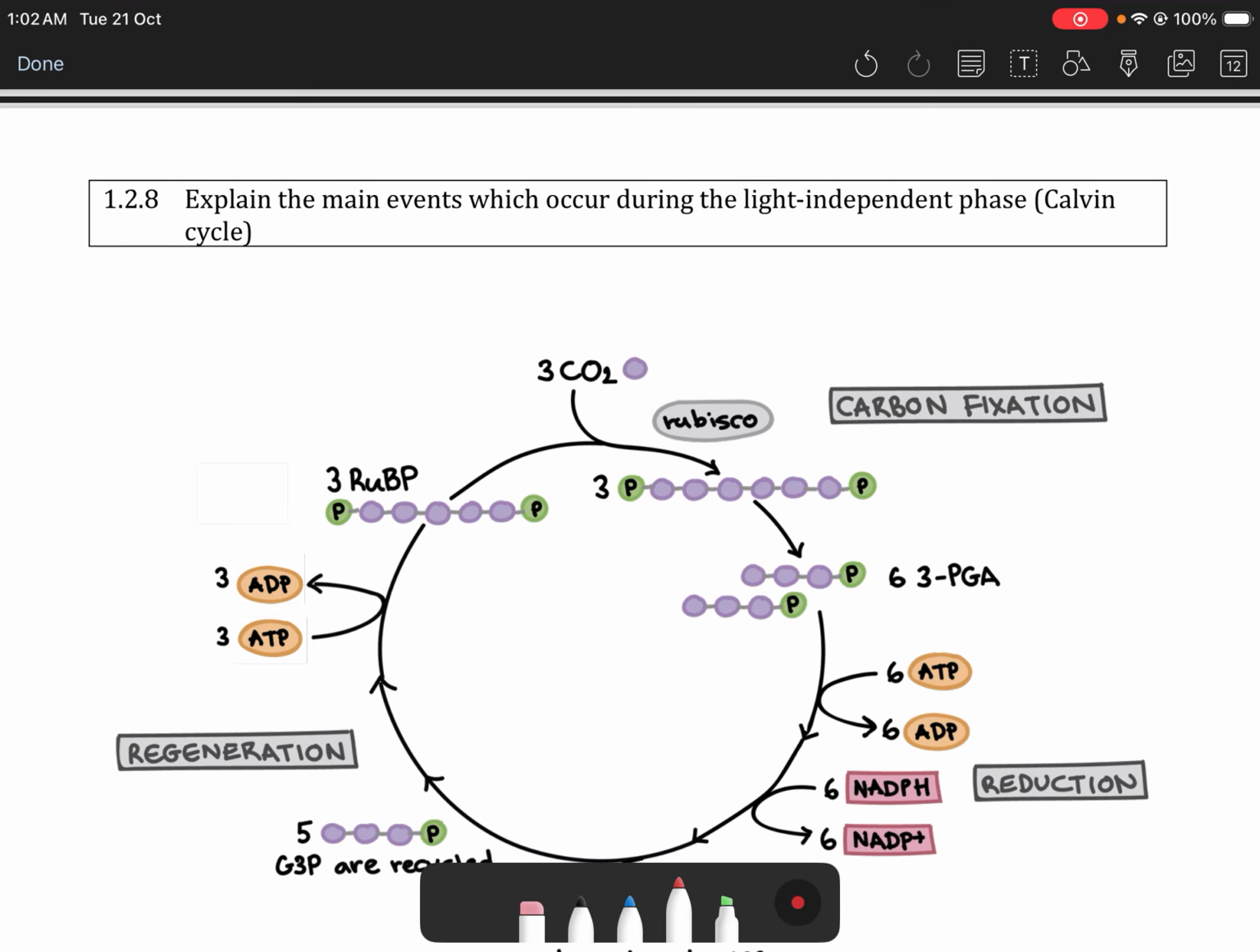The last KPI 1.2.8: explain the main events that occur during the light independent phase. So where does this phase take place? Stroma. We know that the product is glucose. We also know that what goes in is CO2. How many CO2 go in? 6 for a complete photosynthesis reaction. And the formula for glucose is C6H12O6. But every cycle, one molecule goes in. The cycle repeats 6 times to give you this one.